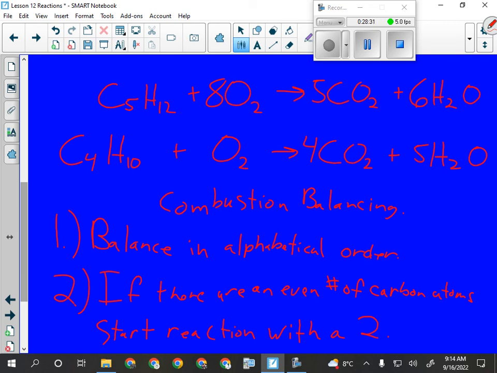4 times 2 is 8, plus 5 more is 13, yes? What times 2 is 13? Well, 6 and a half. Yeah, but no whole number. Okay, can I have 6 and a half oxygen molecules? There's the problem. That is why we have the rule of 2. Okay, so this is not going to work. I have to change this, and I have to start with an even number.